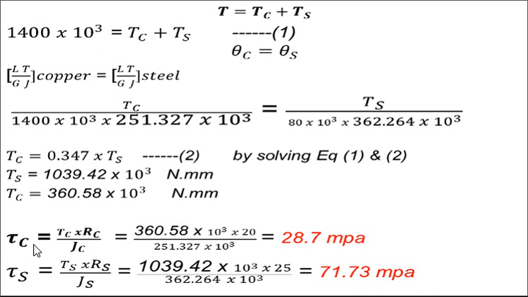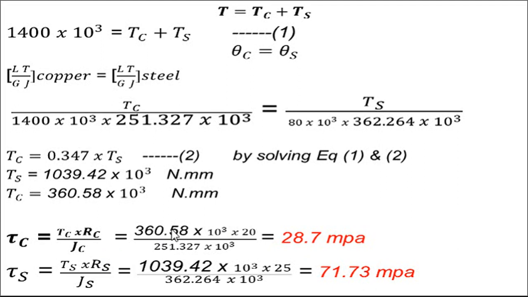After getting these torques, we find the shear stress developed in copper. The shear stress at the copper shaft, by the torsional equation, is TC into RC divided by JC. C is the copper metal, so this is the torque for copper, the radius of the copper shaft, and the polar moment of inertia for the copper shaft. We already know all these values, and the torque for copper we already determined. Putting in all these values, the only unknown is the shear stress for copper. After solving, we get the answer 28.7 MPa, the shear stress for the copper shaft.